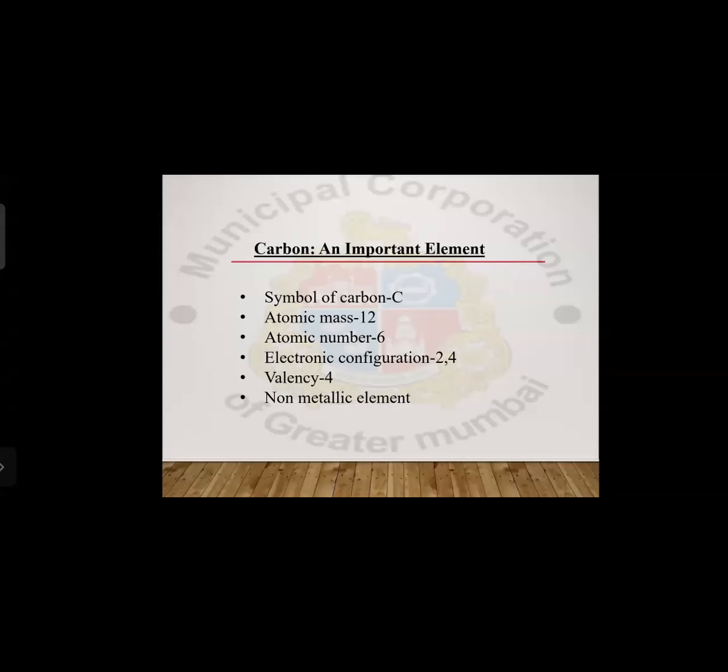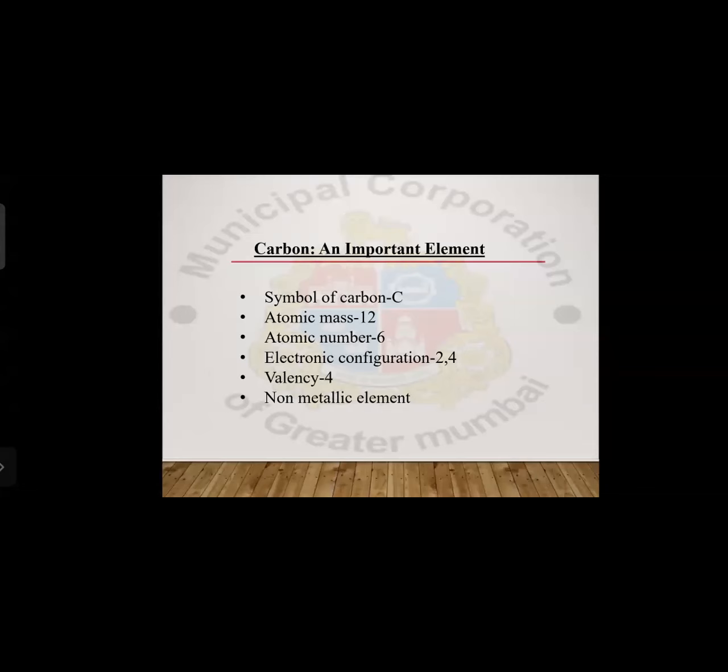Atomic mass of carbon is 12. Mass means weight, the total weight of all the atoms, and the mass of carbon is 12.